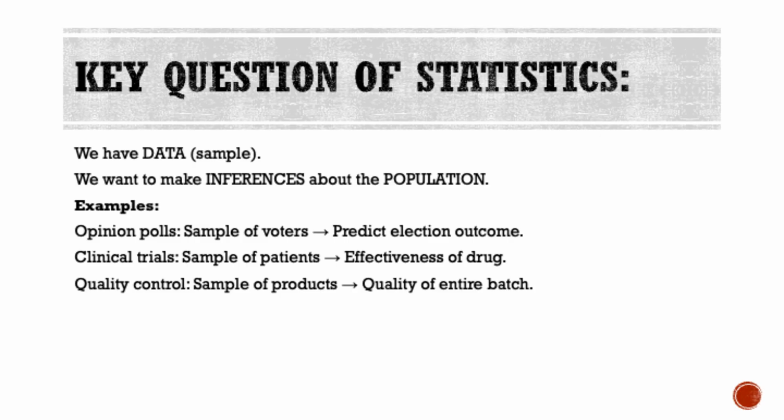The key question of statistics is this: we have data from a sample and we want to make inferences about the entire population. This is what statistics is all about. Let me give you some examples. In opinion polls, we survey a sample of voters to predict the election outcome for the entire population of voters. In clinical trials, we test a drug on a sample of patients to determine its effectiveness for all patients with the disease. In quality control, we inspect a sample of products to assess the quality of the entire production batch. In all these cases, we're using sample data to draw conclusions about a larger population.